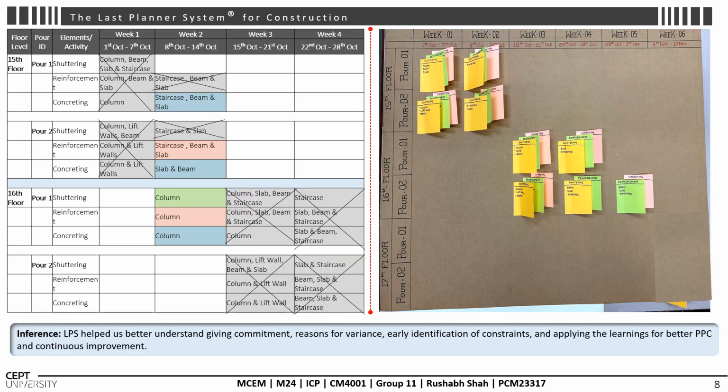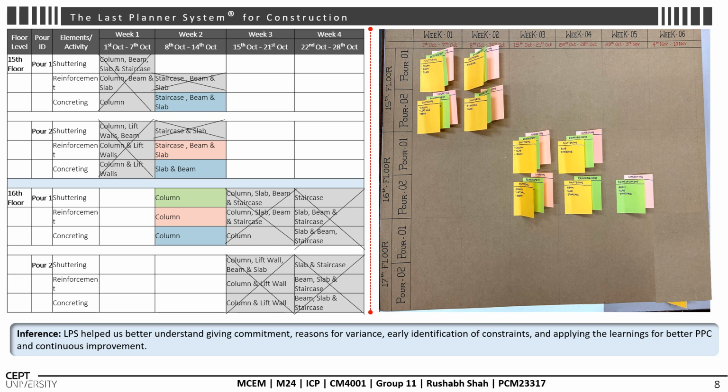Moving on to the next assignment, the Last Planner System has significantly aided us in understanding commitments, reasons for variance, early identification of constraints, and applying learning for improved PPC and continuous enhancement. We have prepared the MSP schedule for the current construction activity of the 15th, 16th, and 17th floor. These activities are divided into weekly tasks, which we track on site to better understand and appreciate their benefits. The image on the right side was taken at the site itself.